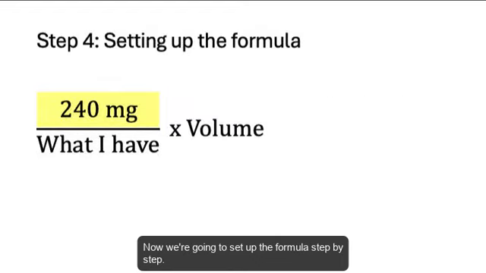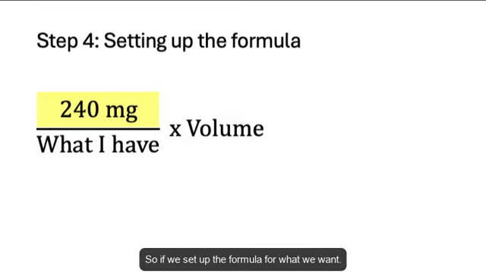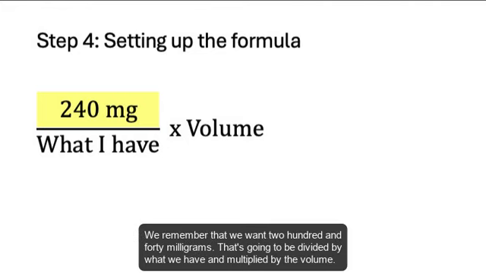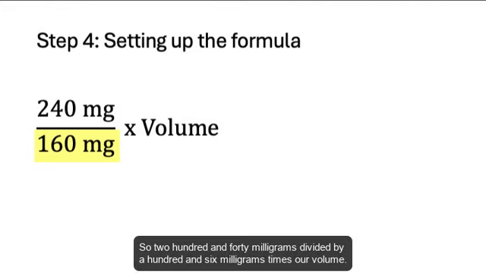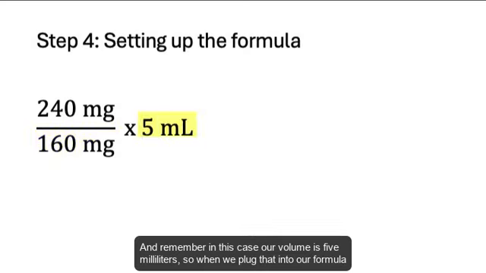Now we're going to set up the formula step by step. Remember, don't jump ahead. You want to do it step by step. So if we set up the formula for what we want, we remember that we want 240 milligrams. That's going to be divided by what we have and multiplied by the volume. Now we're going to do the second step in the formula. So what we have is 160 milligrams, so 240 milligrams divided by 160 milligrams times our volume. And remember, in this case, our volume is 5 milliliters.